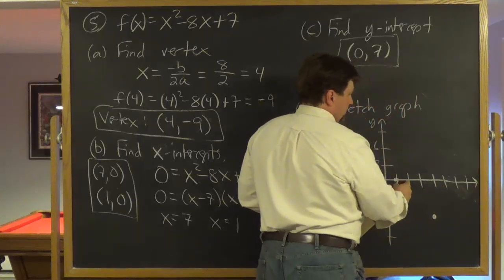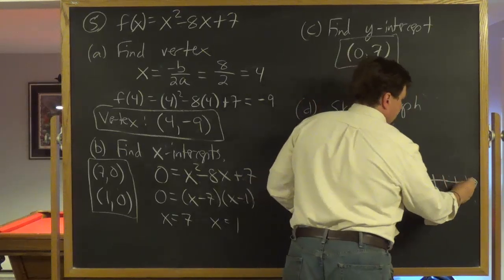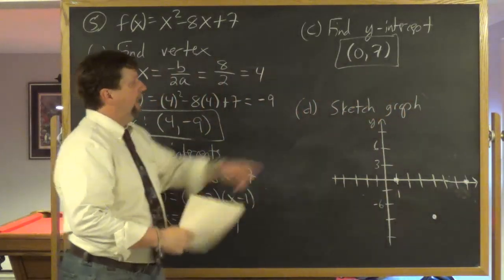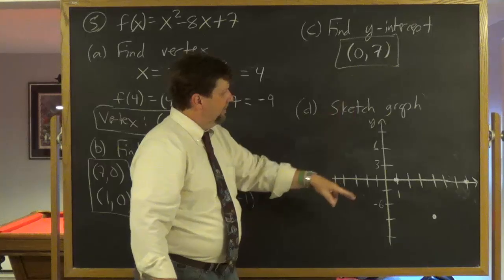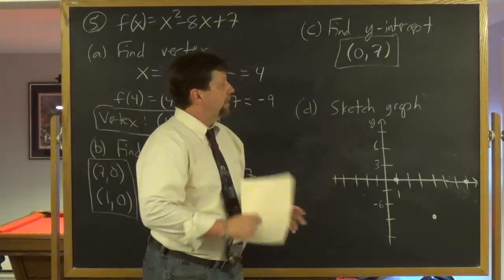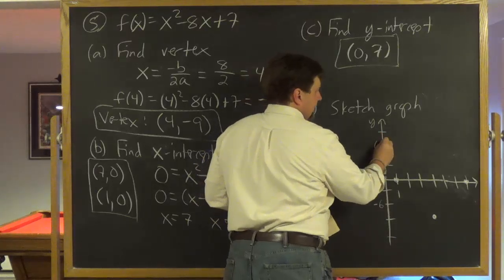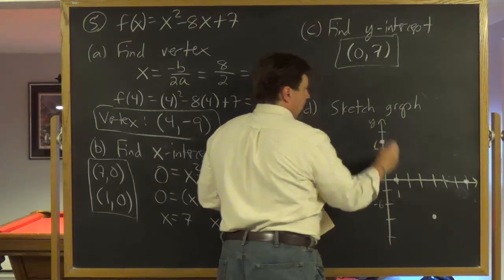So 1, 2, 3, 4, 5, 6. There's 7, 0. And my y-intercept's at (0, 7). Again, I've scaled my y-axis by 3s. So here's 3, 6. That would be 9. So I'm going to say 7 is about right there.